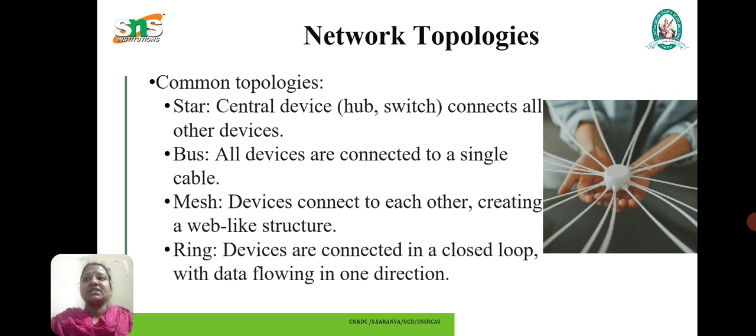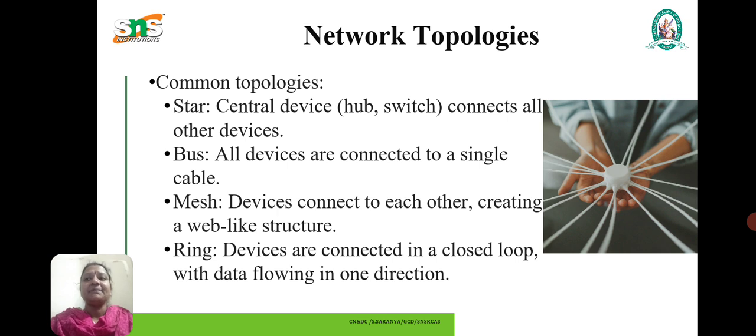Third one is mesh. A mesh network offers a more flexible structure. Devices connect directly to each other, creating a web-like structure. This provides redundancy and can be beneficial in situations where a central device failure would cripple the network.